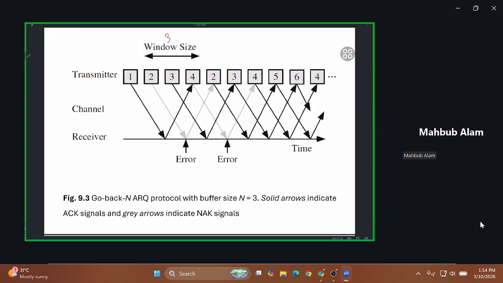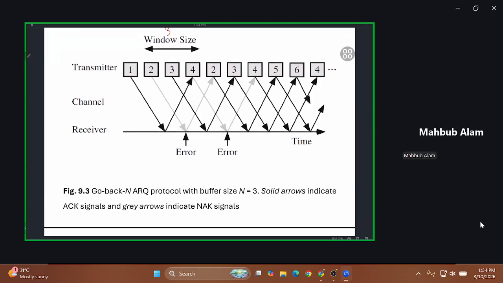Let's say the station transmits 1, and it receives the acknowledgement of 1. Now 2, 3, 4 are also transmitted. So packet 1 is sent, 2 is sent, 3 is sent, 4 is sent somehow. And what happens? Packet 2 is lost and a negative acknowledgement is sent here.